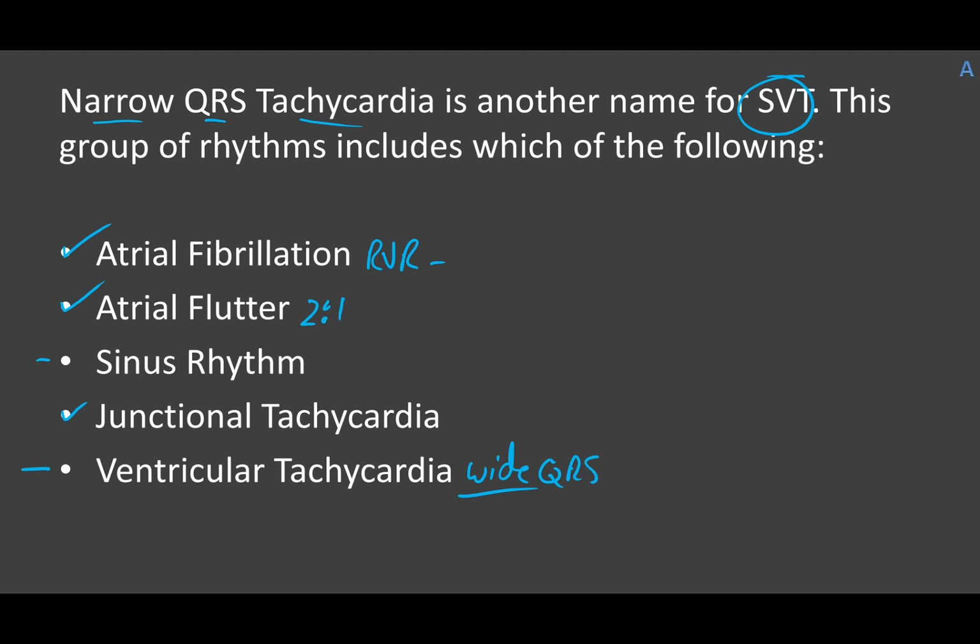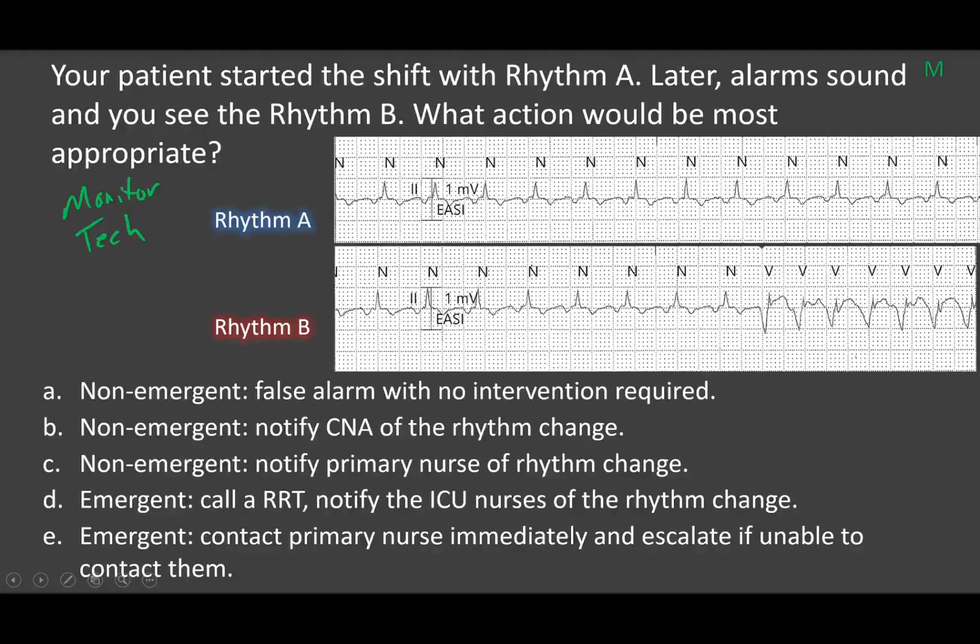So, atrial fibrillation, atrial flutter, and junctional tachycardia. Your patient started the shift with rhythm A, later alarms sound, and you see rhythm B. What action would be most appropriate? Well, you first have to figure out what rhythm A is, and then what's going on with rhythm B to decide if it's emergent or non-emergent.